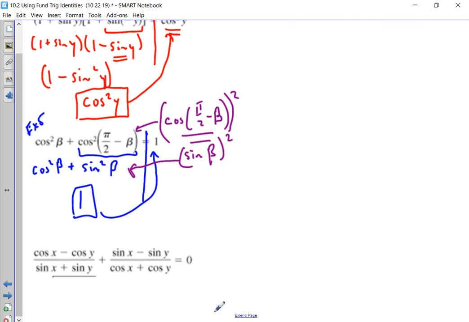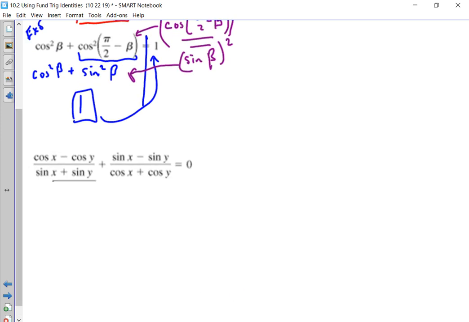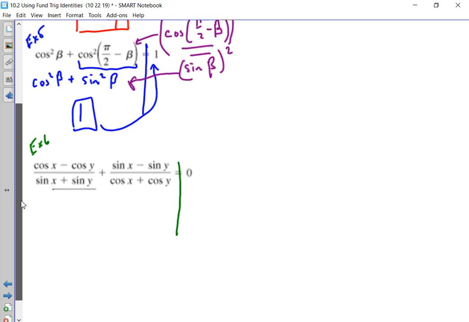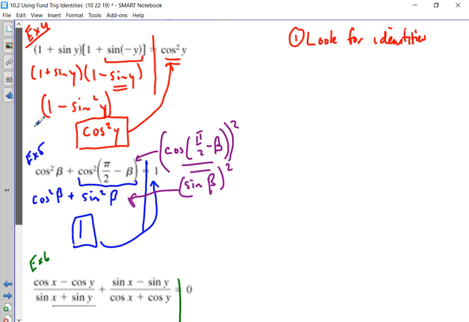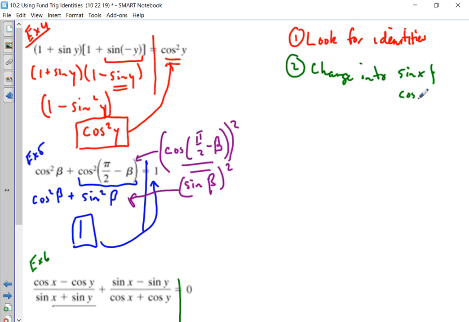Okay, final one, at least for today, is this one right here. And what are we gonna do with this? Well, we'll call this example number 6. You wanna try it at home, go and try this and see how you do. Our goal is to get it equal to 0. We'll see. All right, we got 2 fractions, looking for some identities here. Right there, I don't really see any identities. So the second thing is change it into sine and cosine. In this case, it's not sine and cosine of x only; we have some y's too, but it's already in sine and cosine.